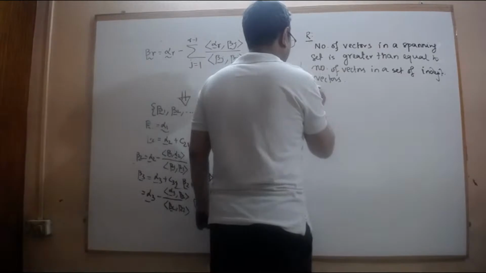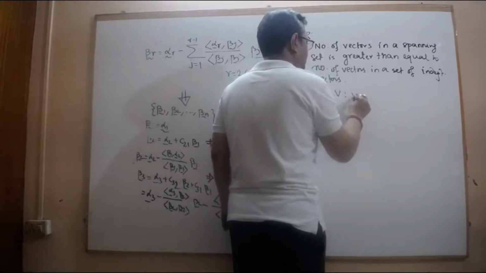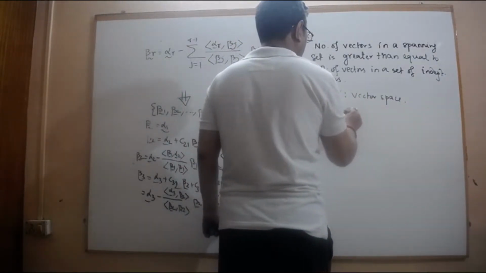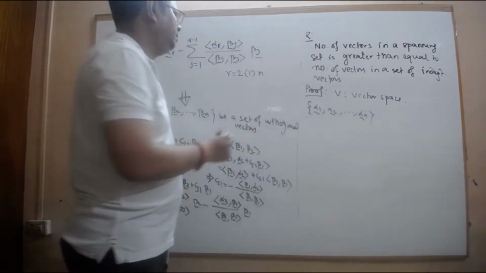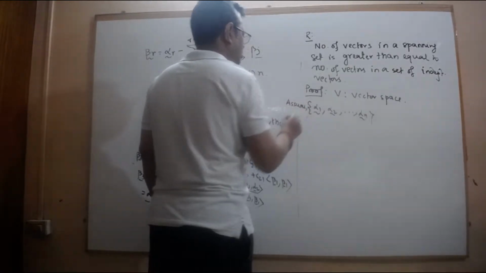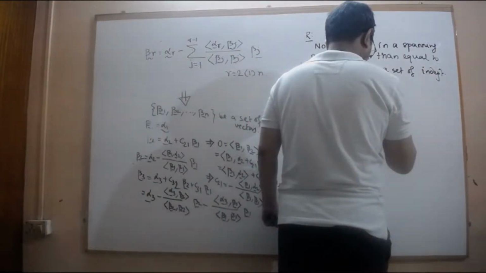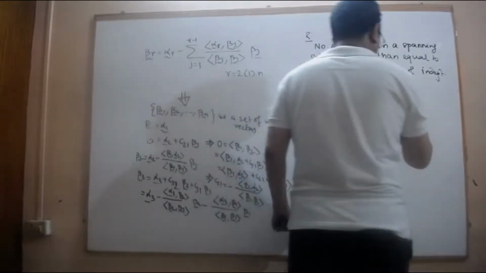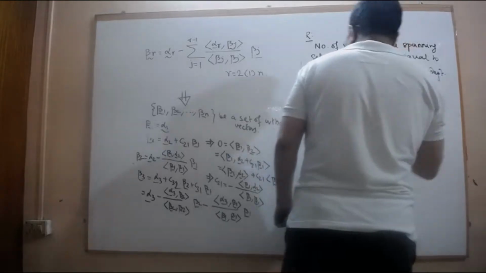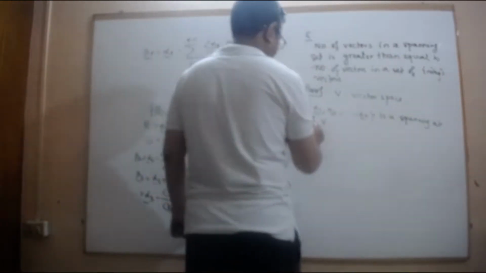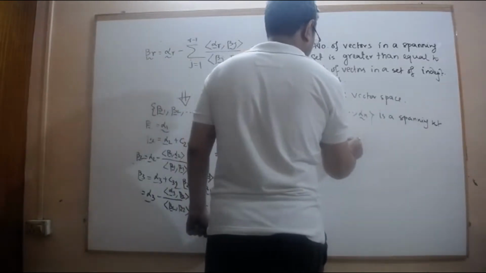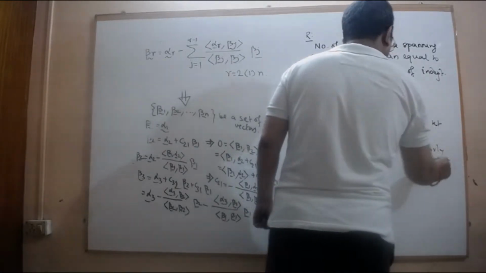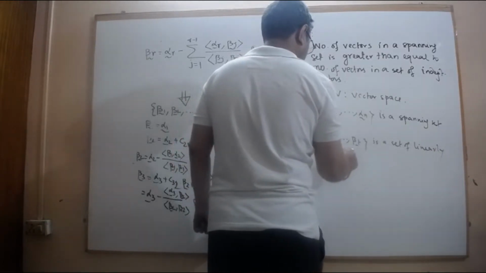Proof. V is a vector space. Let alpha 1, alpha 2, up to alpha n be a generating set or spanning set of the vector space V, and beta 1, beta 2, up to beta t is a set of linearly independent vectors in V.